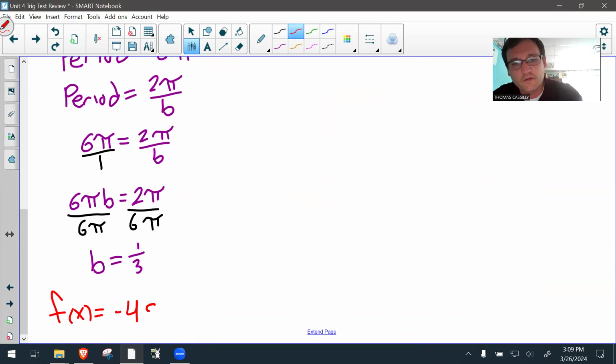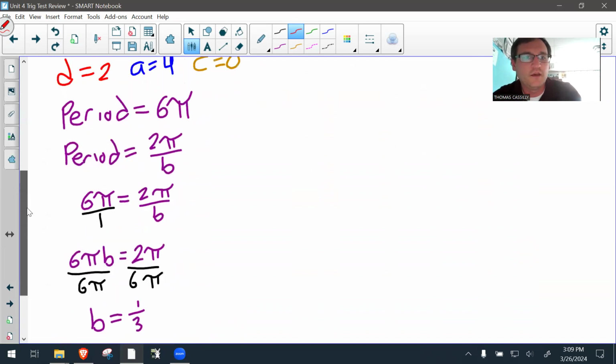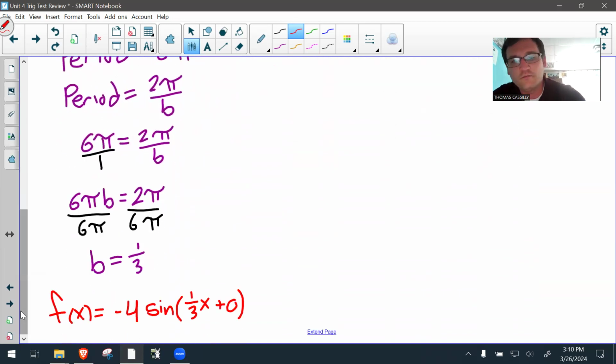And then since it's a sine wave, I'm going to say the sine of b, which is 1/3, and we keep the x as an x. We said our c value is 0, so if you want to put a +0 here, you go ahead and do that. You don't need it, but it's not hurting anything. And then the d value is 2.